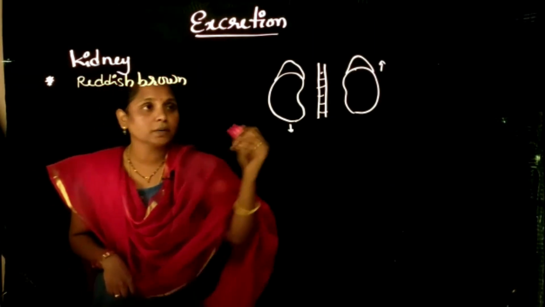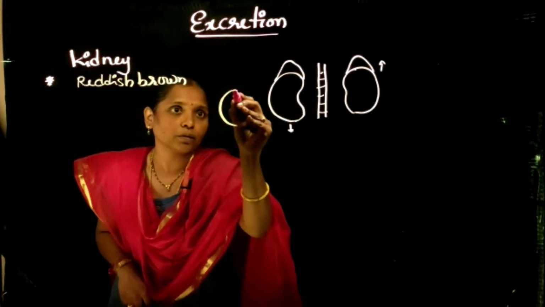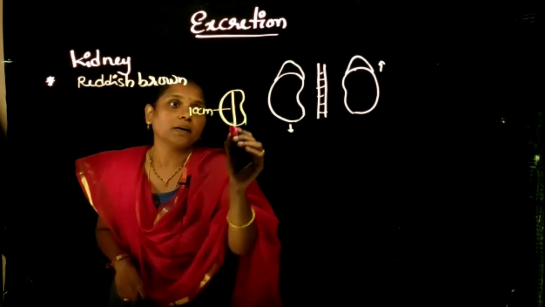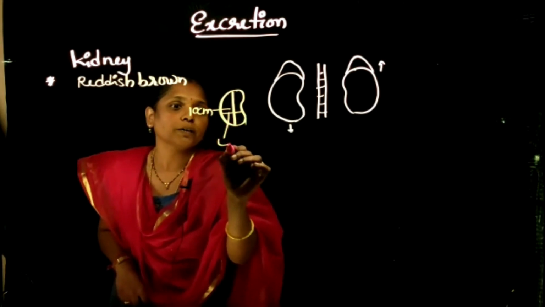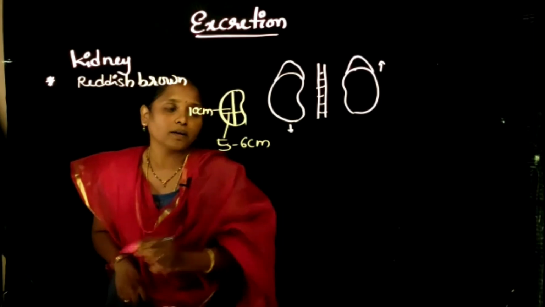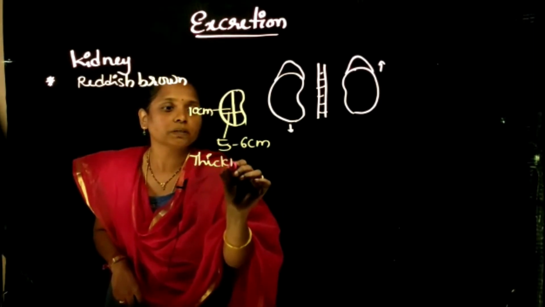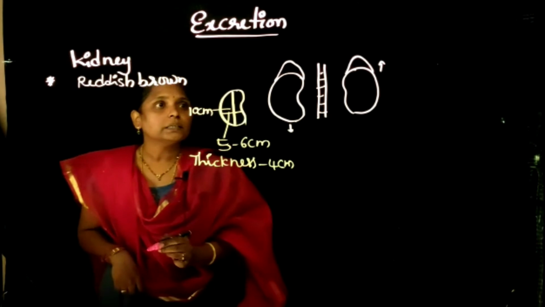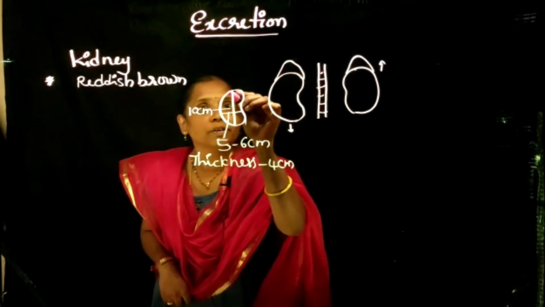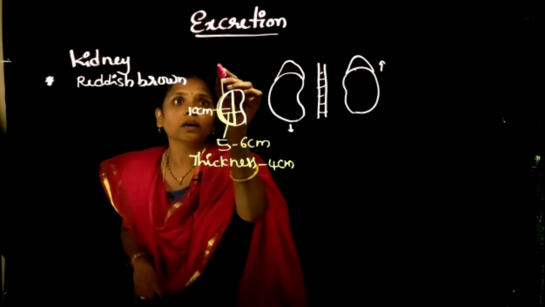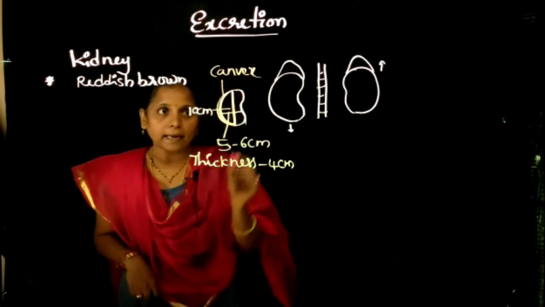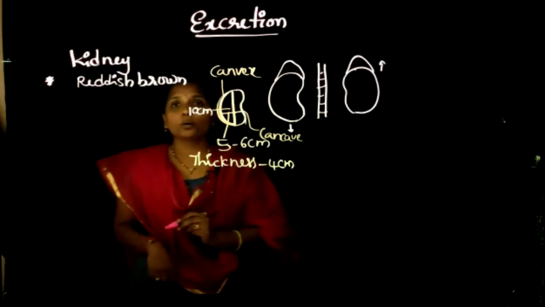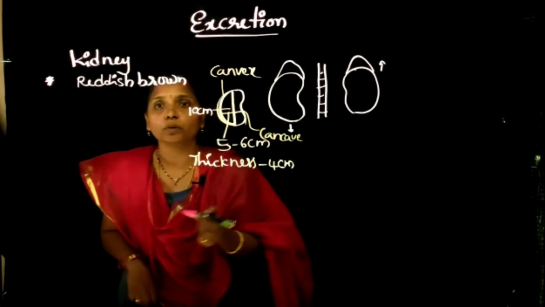And what about the size of the kidney? The length of the kidney is about 10 centimeters, the breadth is about 5 to 6 centimeters, and the thickness is about 4 centimeters. The outer side of the kidney is convex in shape. The inner side of the kidney is concave, and on the inner side we find a deep notch like structure.